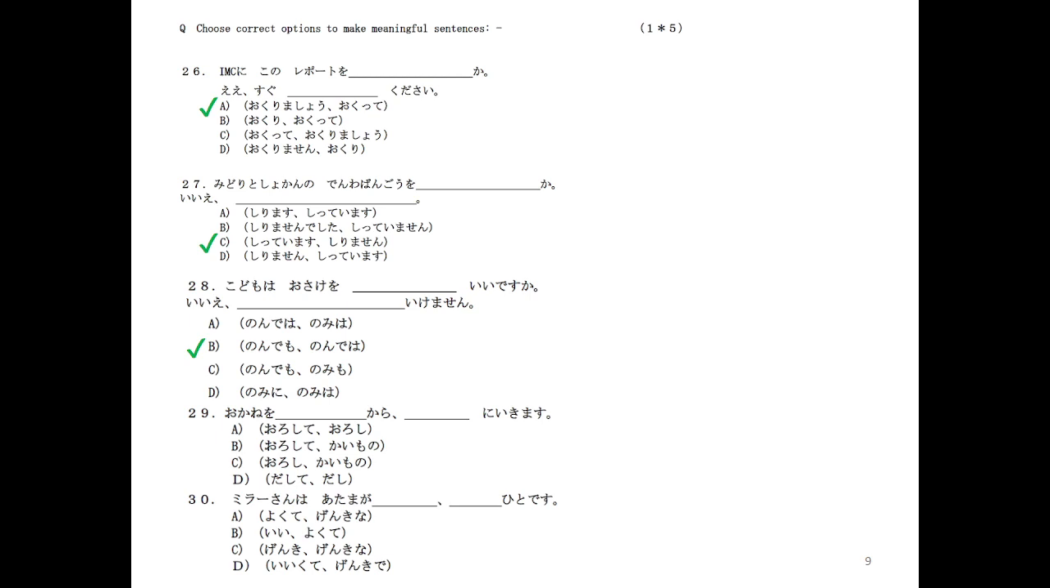Okane o dash kara dash ri ikimasu. What will come here? The correct answer is oroshite kara kaimono ni ikimasu. What is oroshimasu? To withdraw. Yeah, from the ATM. And kaimono is shopping. Obviously, if you have money only, then you will go for shopping, right? So the answer is option B. I will withdraw money and after that I will go for shopping. That's why it is te kara, oroshite kara.